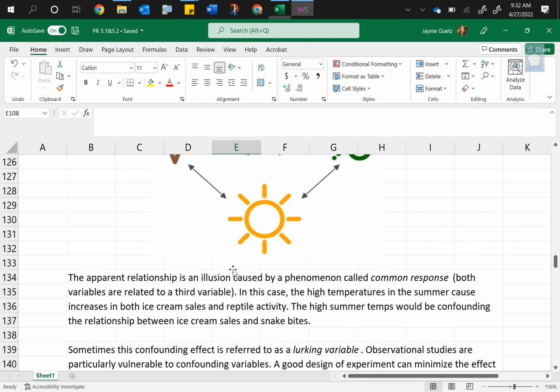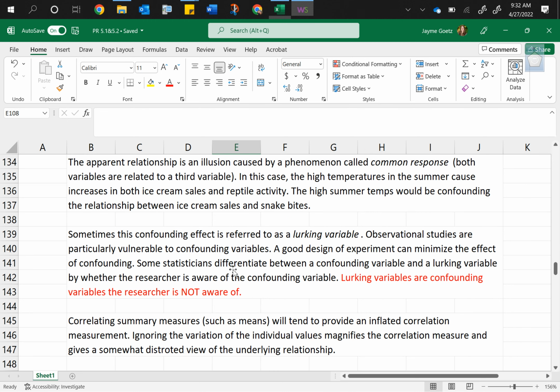That word confounding is a new word. Sometimes this confounding effect is referred to as a lurking variable. A lurking variable. Observational studies are particularly vulnerable to confounding variables. A good design of experiment can minimize the effect of confounding. Some statisticians differentiate between a confounding variable and a lurking variable by whether the researcher is aware of the confounding variable. Okay? Lurking variables are confounding variables that the researcher is not aware of.